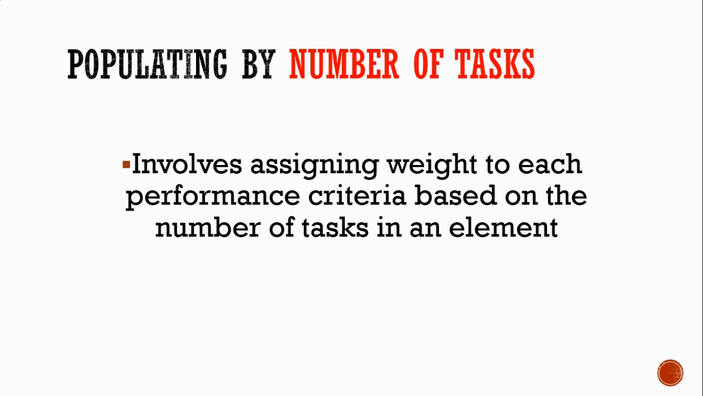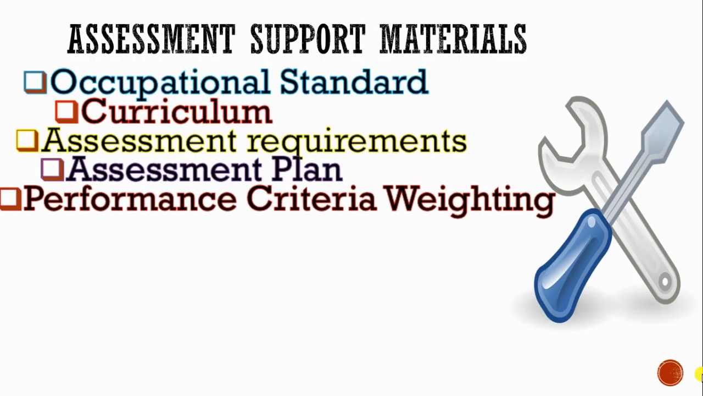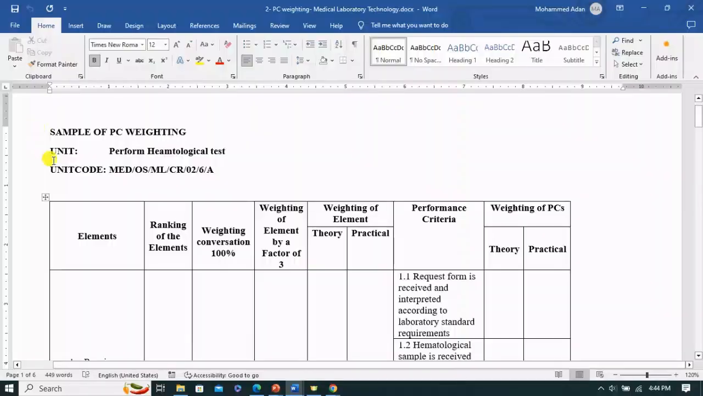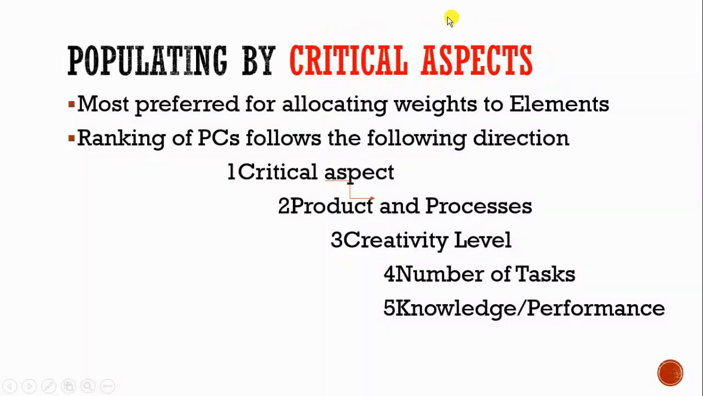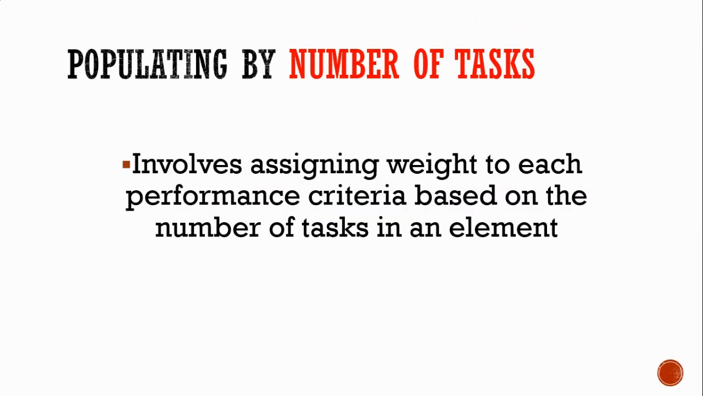And in our continuation today, we've been looking at performance criteria weighting. And we started looking at how we populate the PC weighting tool using critical aspects, which are one of the factors that you can use to populate and weigh performance criteria. And today, we are going to look at how we populate the same tool using number of tasks.